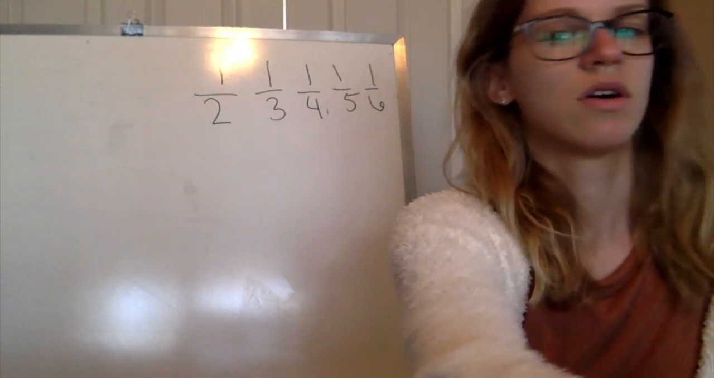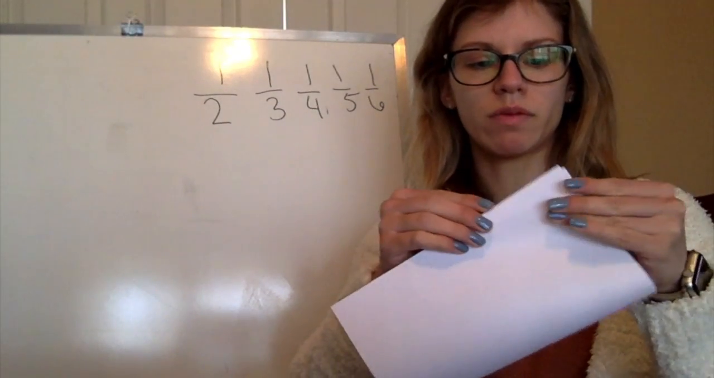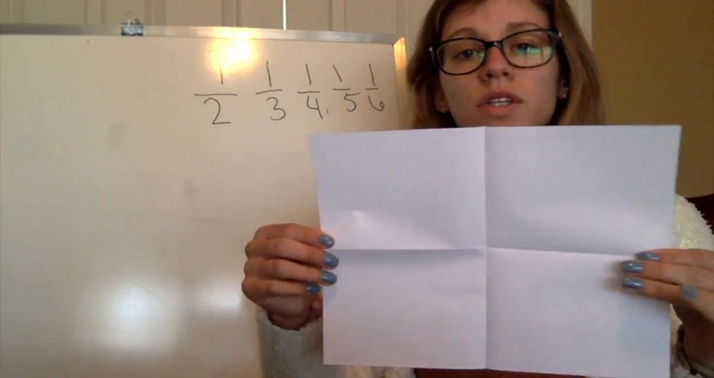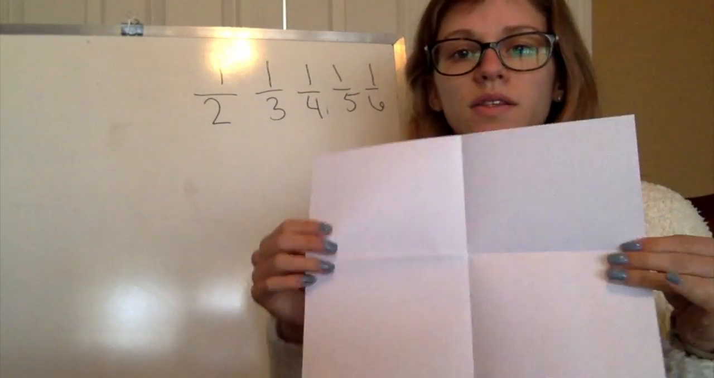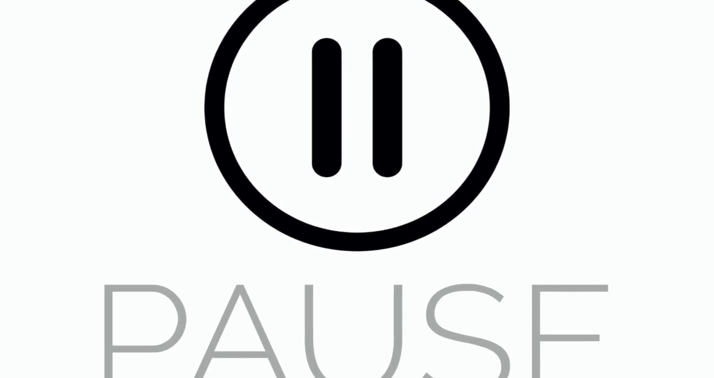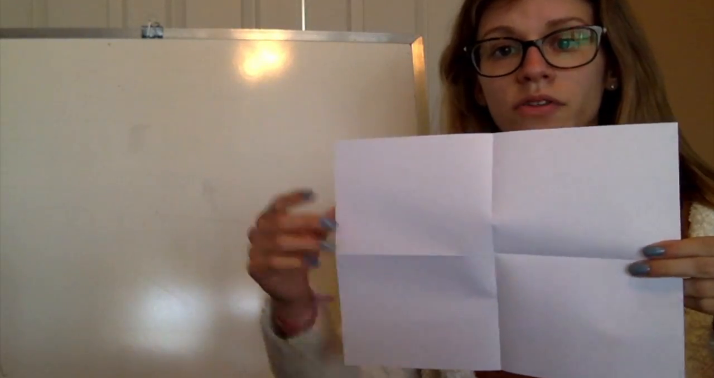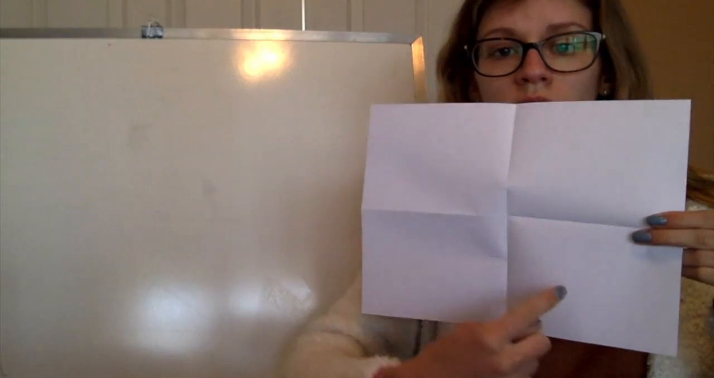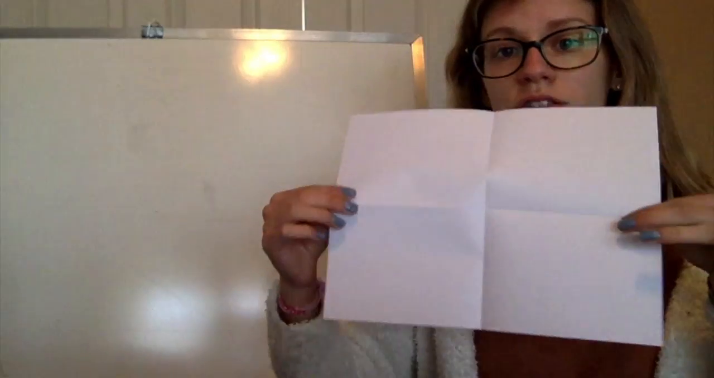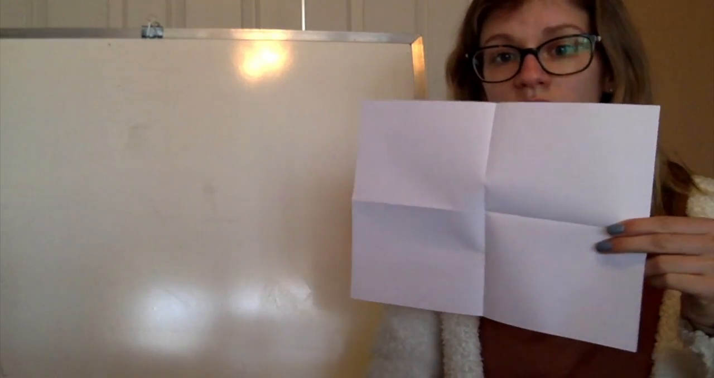So what I want us to think about is, if I folded this paper, what fraction did I fold this paper into? So these pieces are in fourths. And the reason I could figure that out is because I see 1, 2, 3, 4 equal parts of my whole. I divided this into 4 equal parts of my whole.